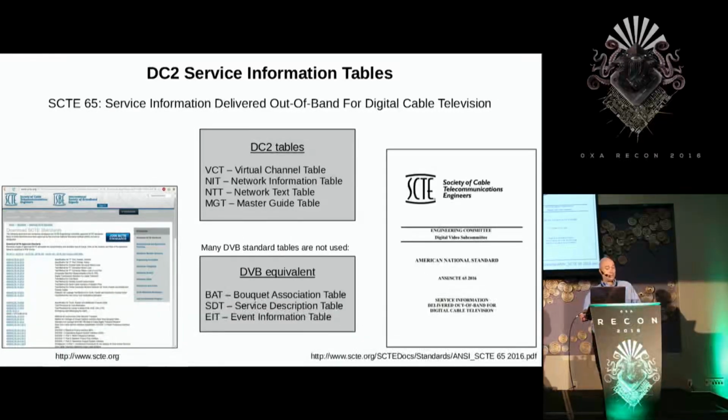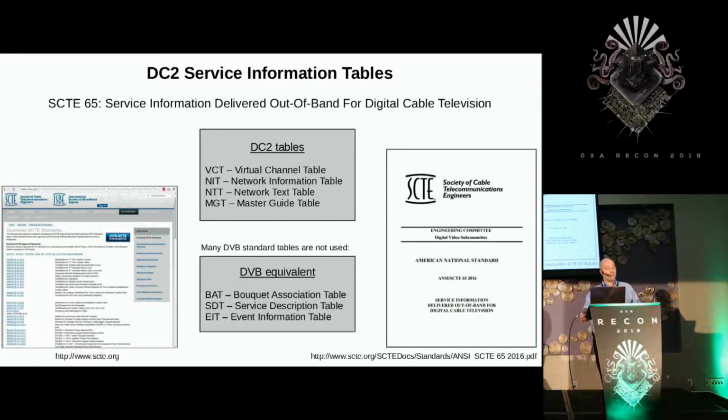So DVB Snoop and most other tools and documentation are designed for the DVB standard or other standards like ATSC. And DigiCypher cable and satellite systems use a lot of non-standard tables. So for cable TV, some of them are standardized by SCTE 65. There is no BAT or SDT, as there would be in DVB.